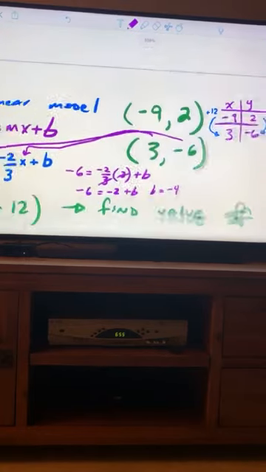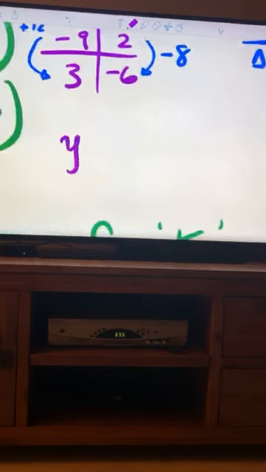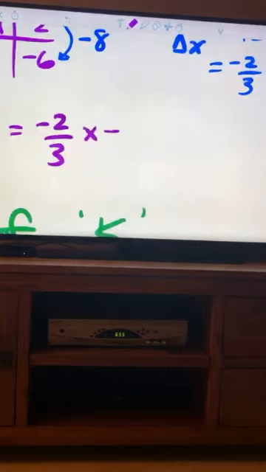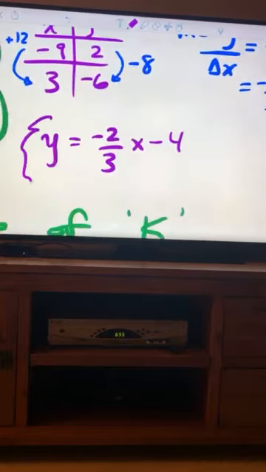Now just put it all together. Technically, we haven't written our equation yet. We knew the slope earlier was negative 2/3. We just found the y-intercept was negative 4. So this is our linear function. Y equals negative 2/3 x minus 4.